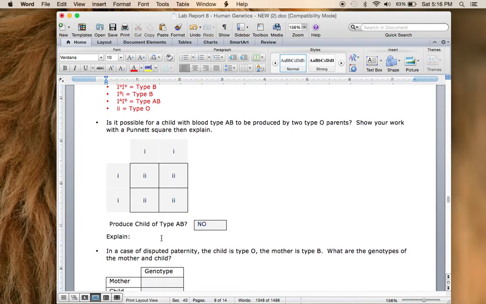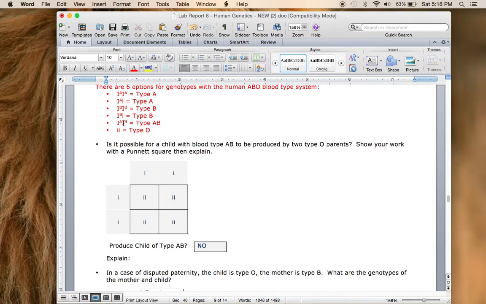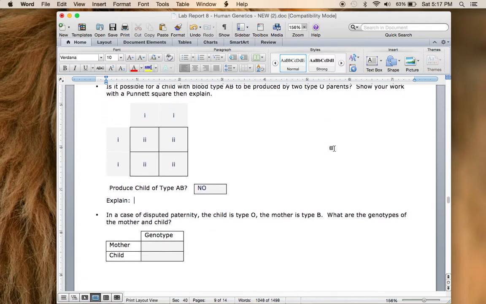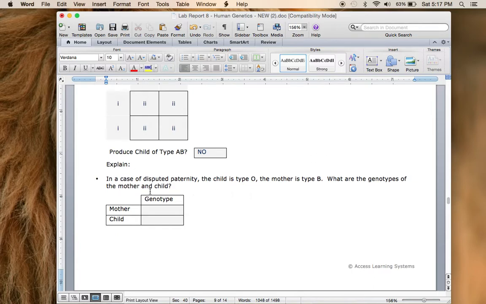And the reason for this is that there are no dominant alleles for them to pass on to their children. For a child to be AB, they've got to have both dominant alleles, both a dominant A and a dominant B, and type O parents don't have any of those. They don't have any dominant alleles to pass on. Now the next question is, in a case of disputed paternity, the child is type O, the mother is type B. So we know that the child did in fact come from this mother, so the genotypes of the mother and child can be determined.